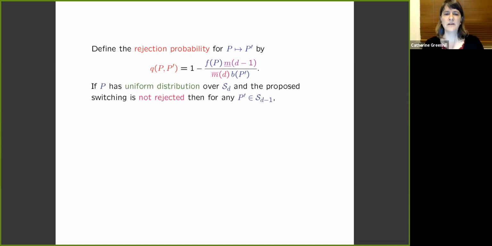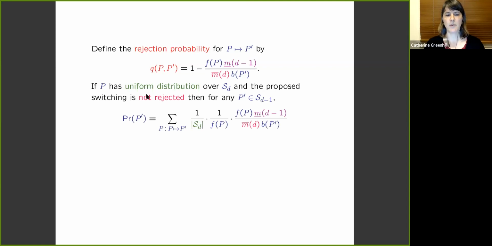Now, let's prove that this choice of rejection probability preserves uniformity. So let's assume that P is uniformly distributed over SD and we've proposed a particular switching, and we're assuming that switching will not be rejected. Then what's the probability that the next state is P prime? So the probability that the next state is P prime is a sum over all of the possible elements P which could produce P prime using a double switching, sort of the in neighbors of P prime. We need the probability that we were at that particular P before, but that's just uniform by assumption. And then from that P, we have to choose the correct switching that's going to take us to P prime, which is 1 over the out degree f of P. And then this last expression is 1 minus the rejection probability, because we're assuming that we did not reject.